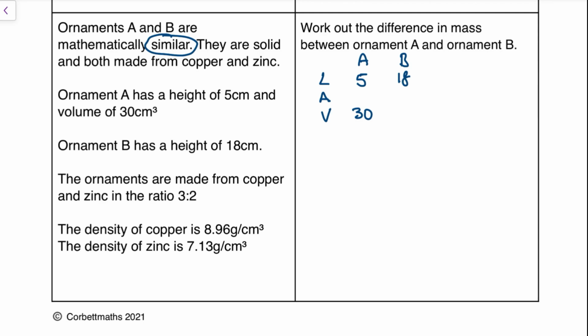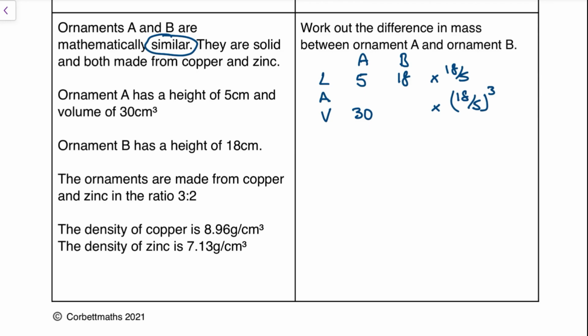So in other words, and they haven't made even the scale factor nice, have they? So in other words, my scale factor is going to be 18 over 5, which means my volume scale factor is 18 over 5 cubed, which I won't work out because that's just going to be a really big number. Then what am I doing?